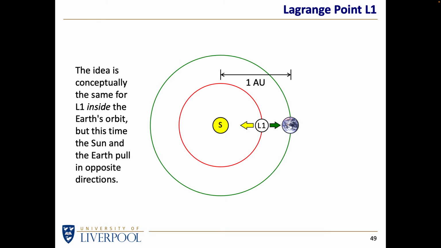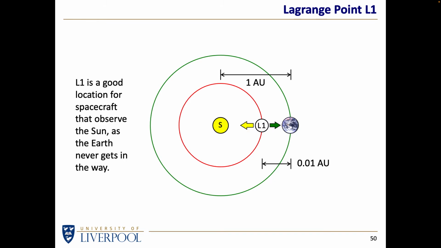So again, the Earth to the sun is 1 astronomical unit, and L1, approximately speaking, is about 1/100th of that inside the Earth's orbit. So L1 is a great place to park a spacecraft if you want to observe the sun. The Earth never gets in the way. If you had a spacecraft orbiting the Earth and you wanted to study the sun, you'd have to worry about the fact that every once in a while the Earth would get in the way. By putting a spacecraft at L1, the sun is always visible. The Earth is always behind you, if you like to think of it that way.